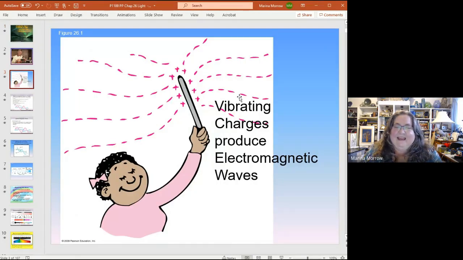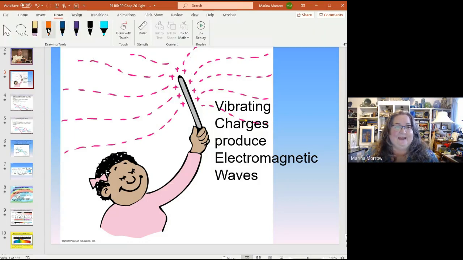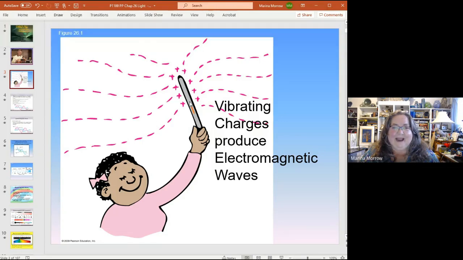To create an electromagnetic wave, you merely have to wave or oscillate or vibrate a charged particle. So if this was a radio antenna, then there might be electrons that would be vibrated up and down by an electrical signal sent by your radio station. And as they go up and down, they would produce an electromagnetic wave.